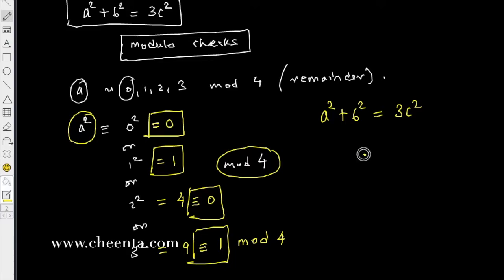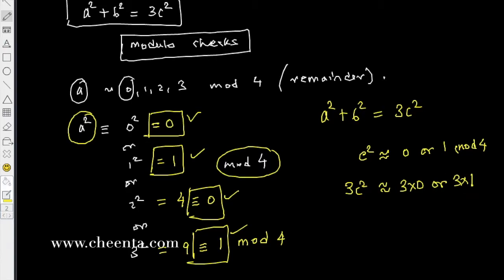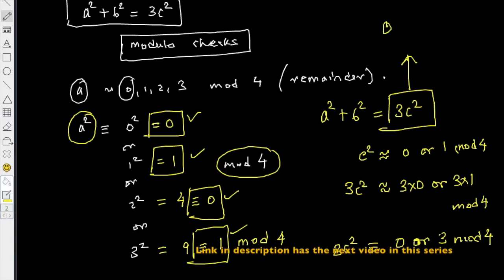So notice that c square is congruent to 0 or 1 mod 4, because any square number is either 0 or 1 mod 4. So 3c square is congruent to 3 times 0 or 3 times 1 modulo 4. So 3c square is congruent to 0 or 3 modulo 4. So we know that the right hand side gives remainder 0 or 3 modulo 4.